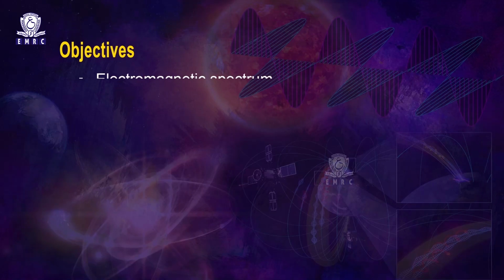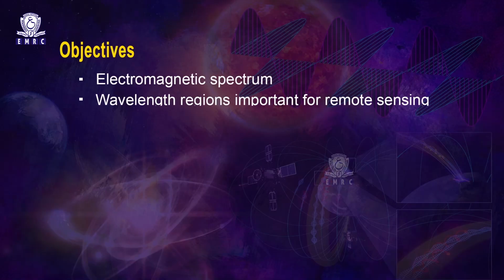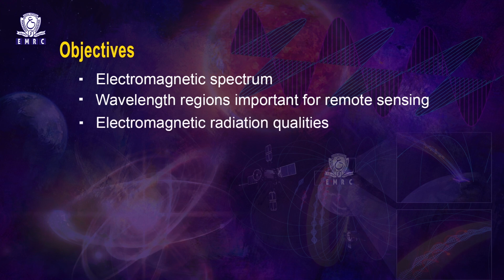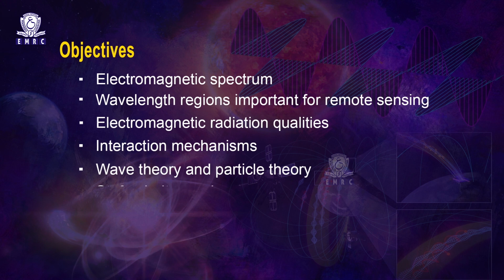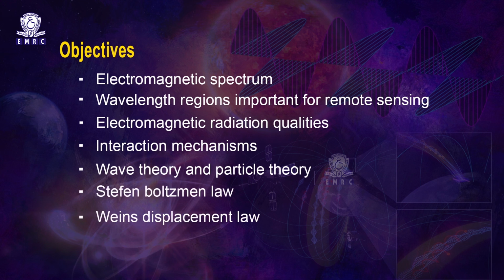In this chapter, we will discuss the electromagnetic spectrum, wavelength regions important for remote sensing, electromagnetic radiation qualities, interaction mechanisms, wave theory and particulate theory, Stefan-Boltzmann law, and Wien's displacement law.